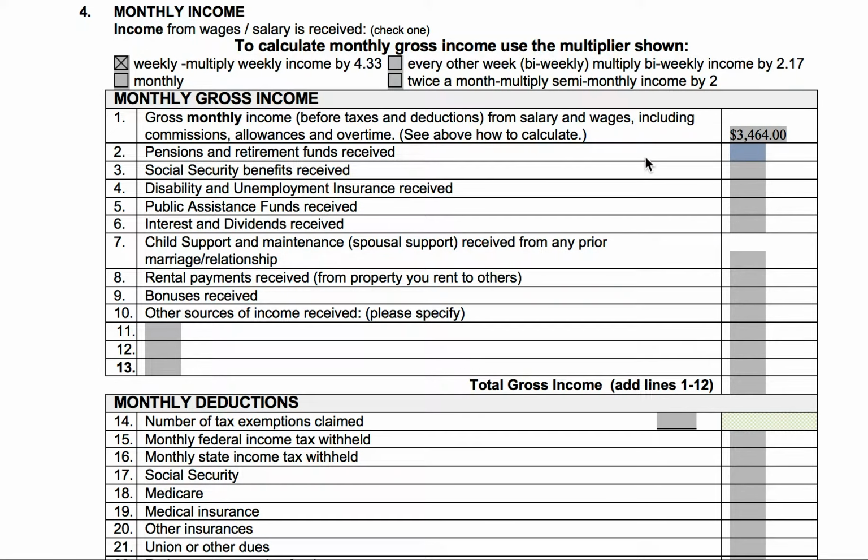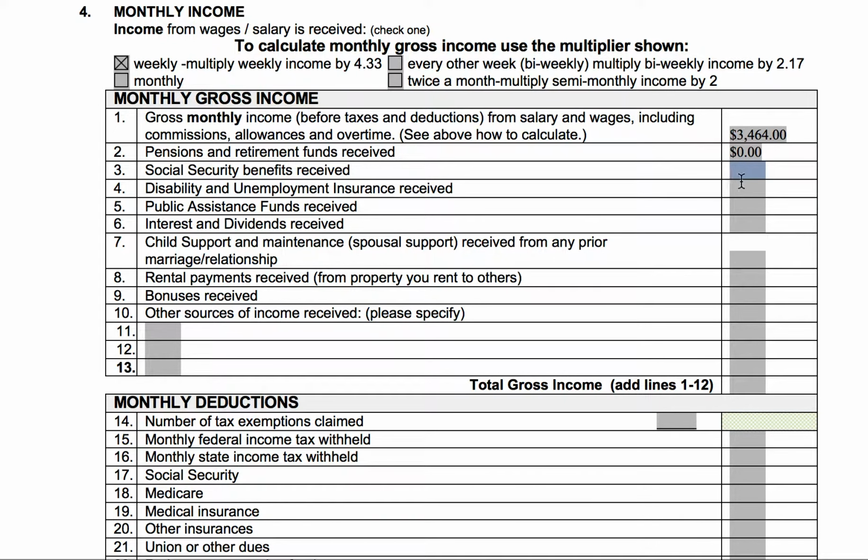Next, you're going to put in any pensions or retirement that you receive. And again, this is what you receive, not what you pay into something. And we're going to put a 0 there because Jane doesn't receive retirement income yet. Do note that we did put in a 0. Don't leave the lines blank if you don't have it. You'll want to put in a 0.